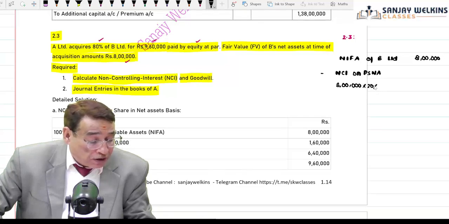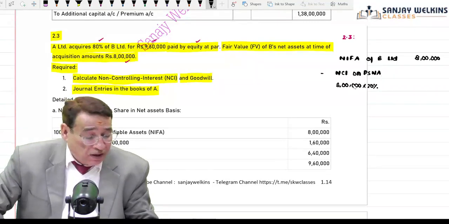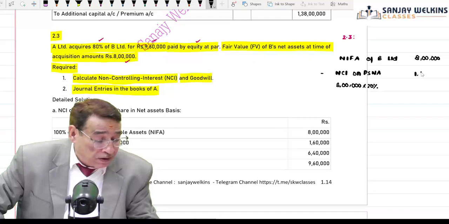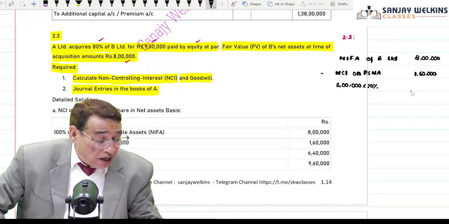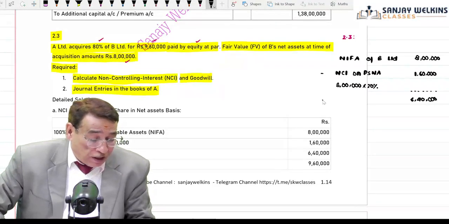Our proportion is 80%. So the proportion of NCI will be equal to 20%. So 8 lakh into 20% will be equal to 1,60,000. So 1,60,000 will be the NCI. After subtracting the share of NCI, now we get 6,40,000. Obviously, this 6,40,000 reflects the share of acquirer, correct?